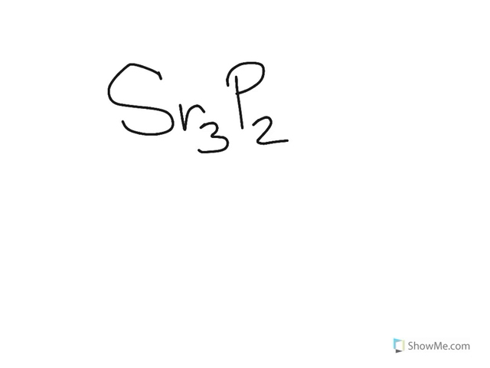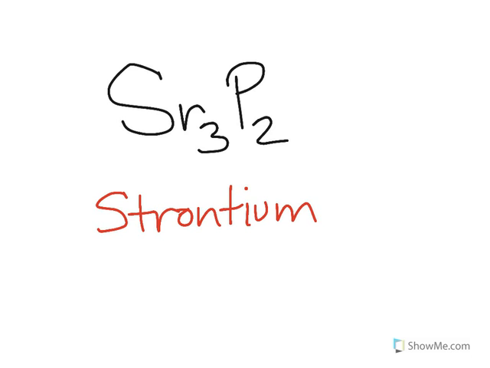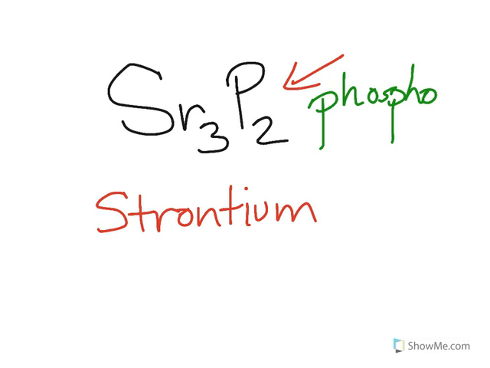Sr3P2, another binary ionic compound, and the name of this ionic compound would be strontium, which is just again the name of the first element in the compound, and the name of this atom is normally phosphorus, but then what we do is we drop out the OROUS and switch it over to an IDE. So the name of this compound would be strontium phosphide.